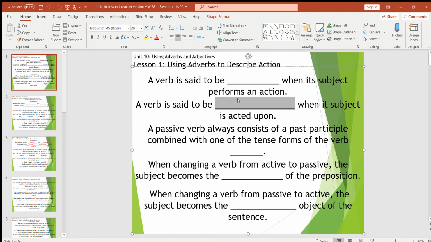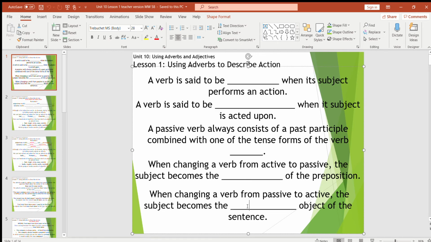And a passive verb always consists of a past participle combined with one of the tense forms of what helping verb? The verb have. Remember, have, has, and had. And when changing a verb from active to passive, the subject needs to become the what of the preposition? The object of the preposition. And when changing a verb from passive to active, the subject becomes the what object of the sentence? The DO, the direct object.